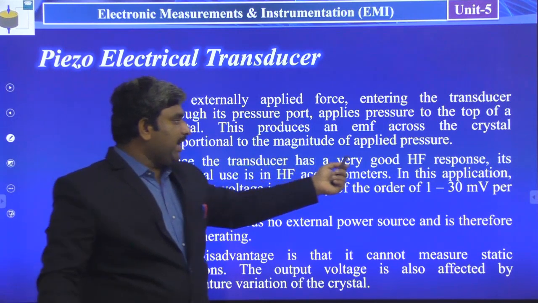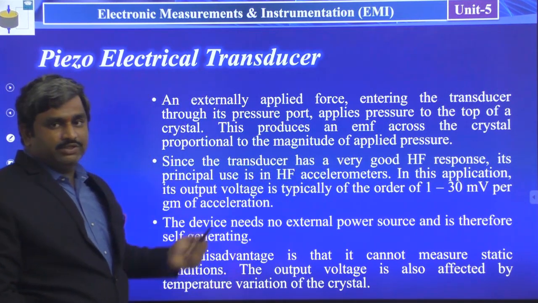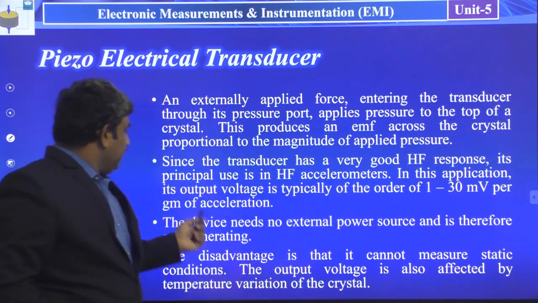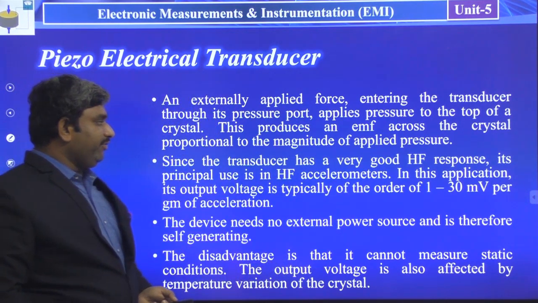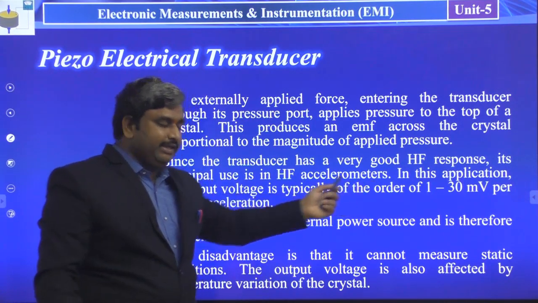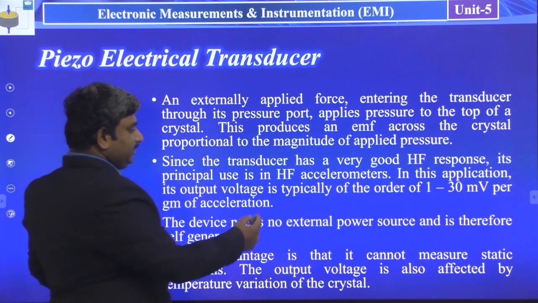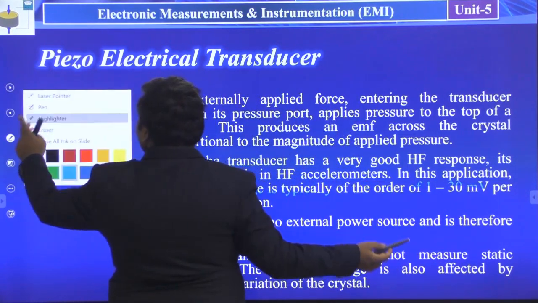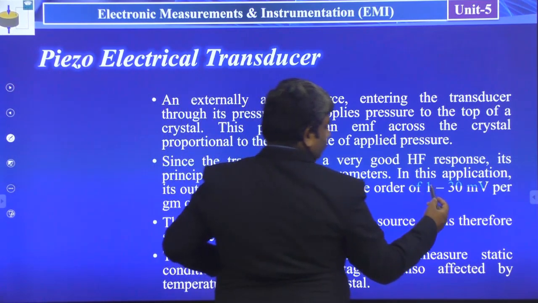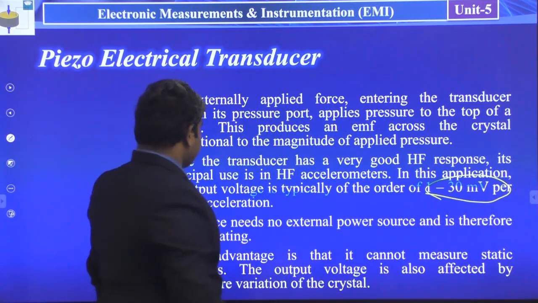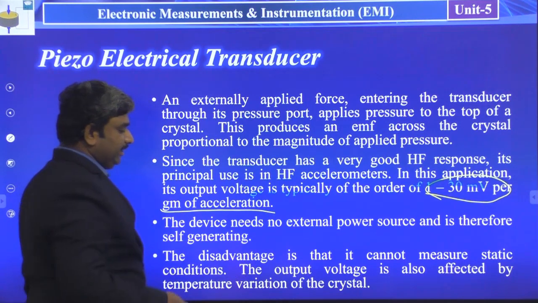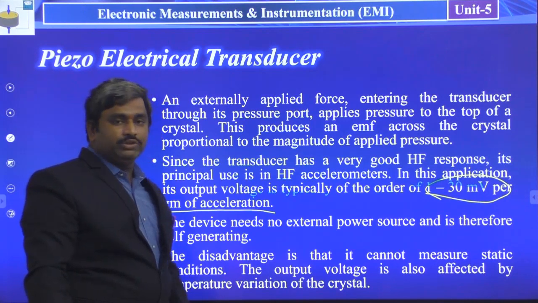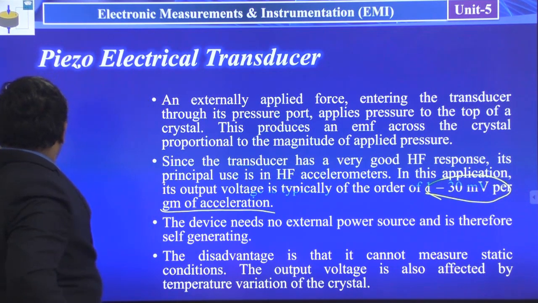Since the transducer has very good high frequency response, its principal use is in the high frequency accelerometer. In this application, its output voltage is typically in the order of 1 to 10 millivolts per gram of acceleration. So for each gram of acceleration applied, it produces nearly 1 to 10 millivolts.